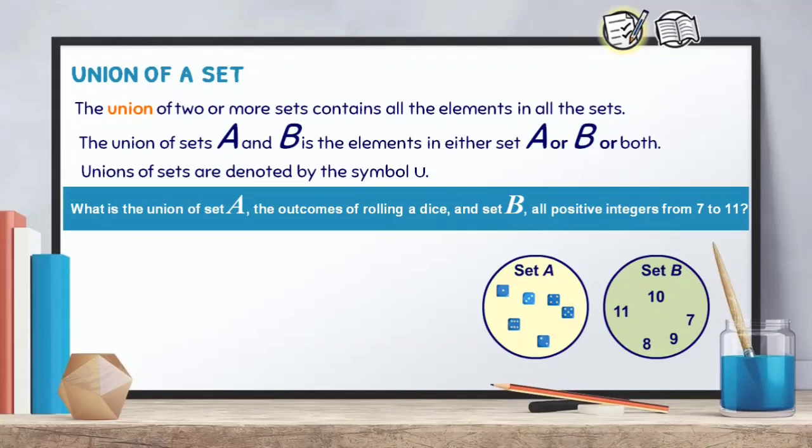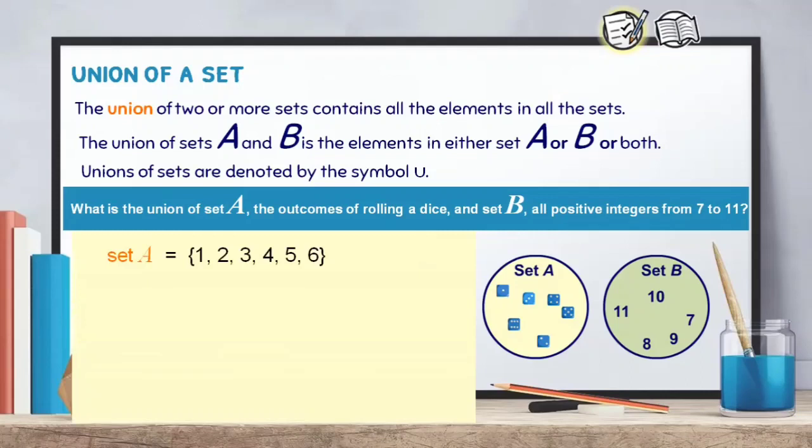Example: what is the union of set A, the outcomes of rolling a die, and set B, all possible integers from 7 to 11? So we have our set A, the possible outcomes of rolling a die: 1, 2, 3, 4, 5, 6. And for our set B: 7, 8, 9, 10, 11. These are the elements of our set B.